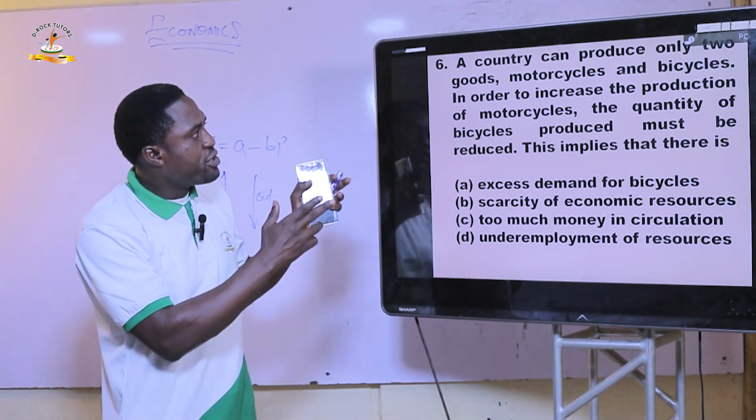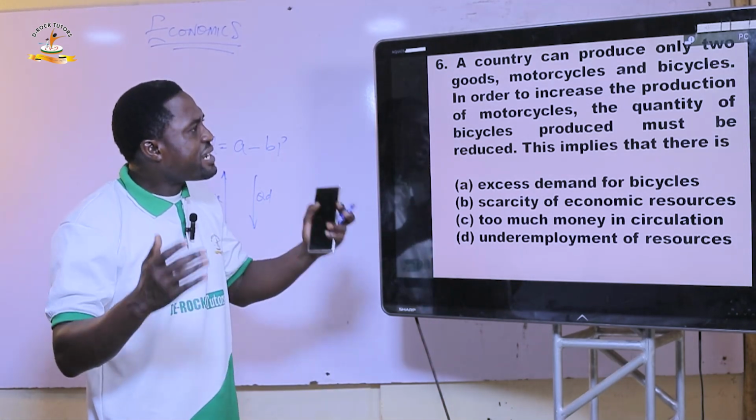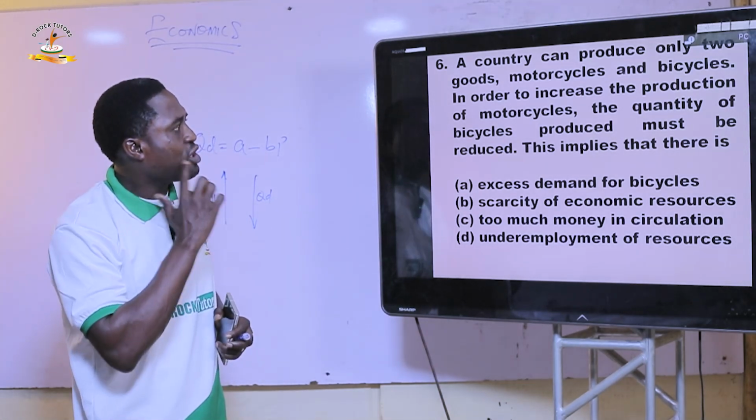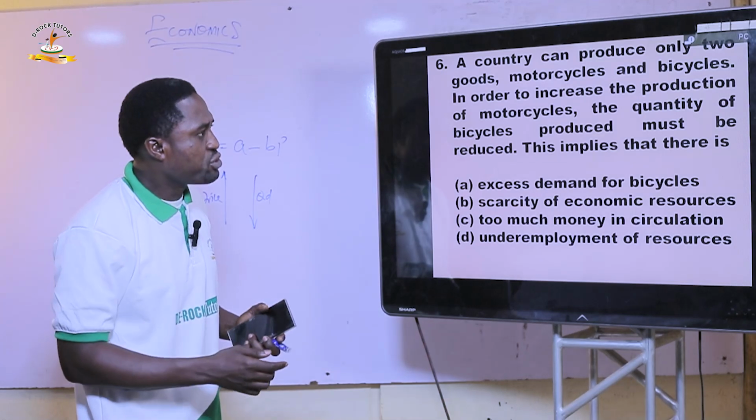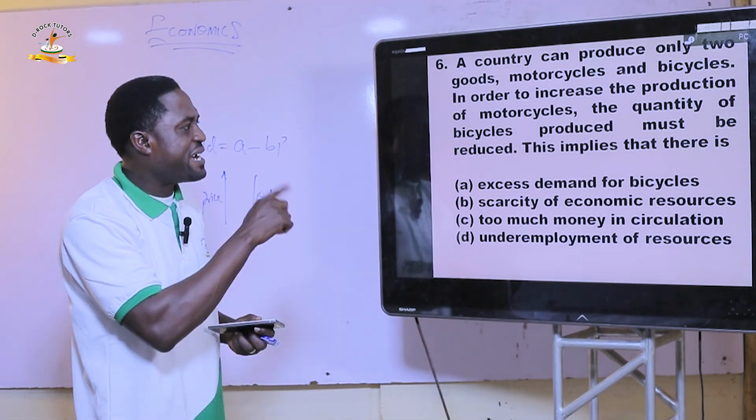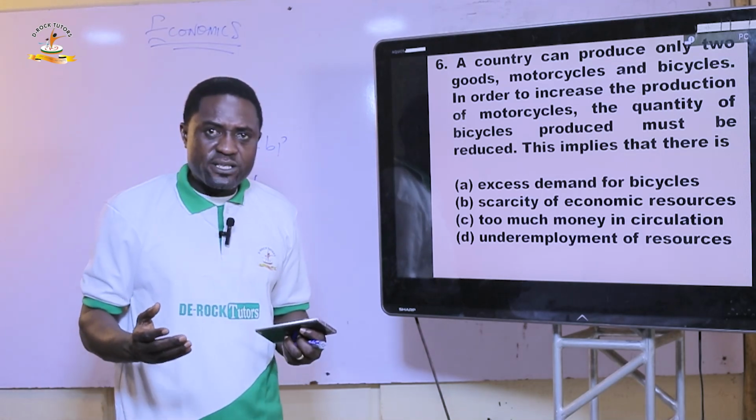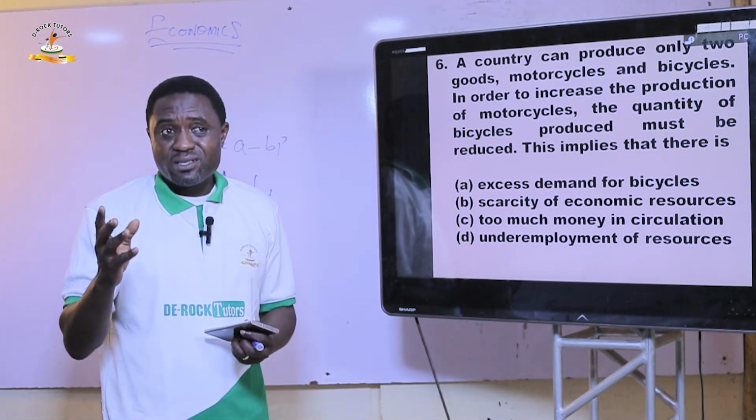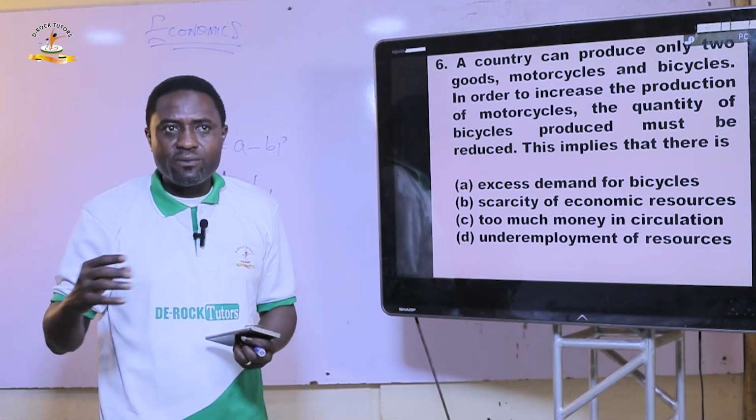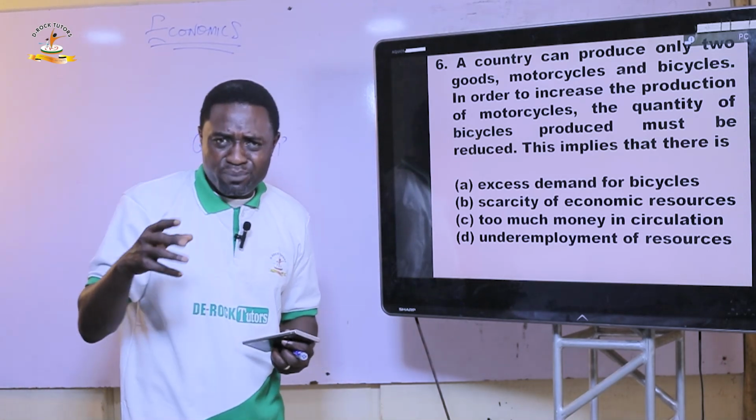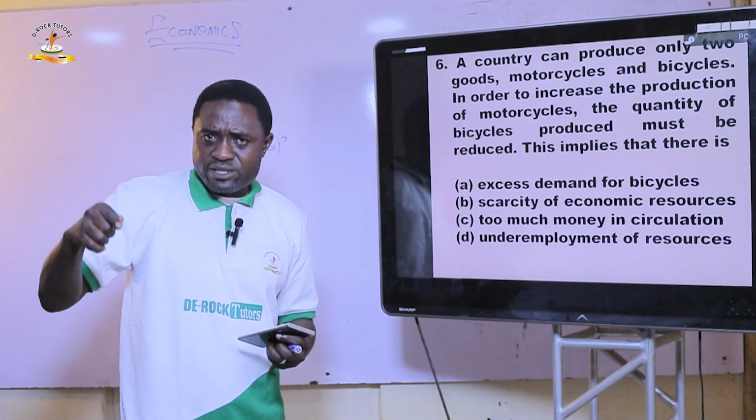A country can produce only two goods, motorcycles and bicycles. In order to increase the production of motorcycles, the quantity of bicycles produced must be reduced. This implies that there is... if you look at the question very well, it is being discussed under this topic, the production possibility curve.